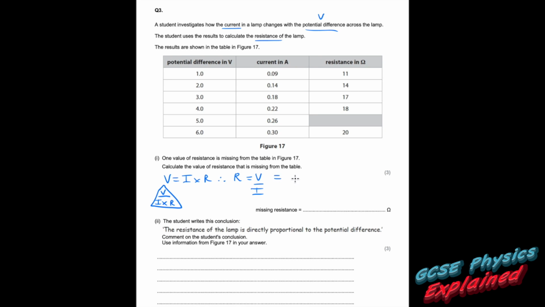Right, pop the numbers in. So the voltage is 5 and the current was 0.26. And that comes out as 19.23 ohms. And we'll just round it to 0 decimal places, or in this case round it down.